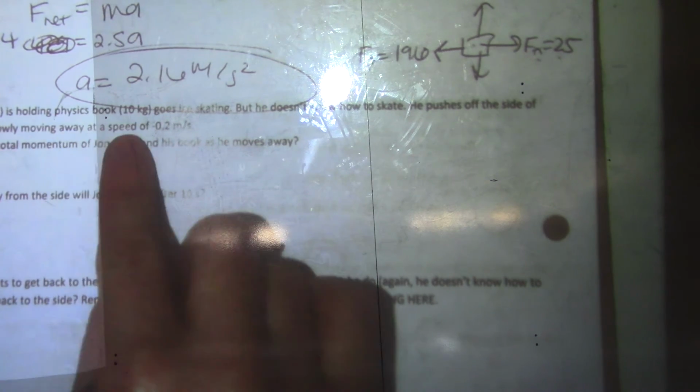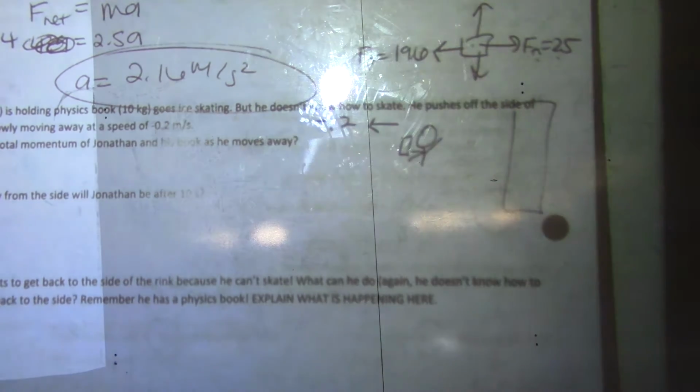All right, Jonathan is holding his physics book and goes ice skating, but he doesn't know how to skate. He pushes off the side of the rink and is slowly moving away at a speed of this. So if this is the rink, here's Jonathan holding his physics book and moving in the negative direction at a speed of 0.2. I want to know what's the total momentum of him and his book as he moves away.